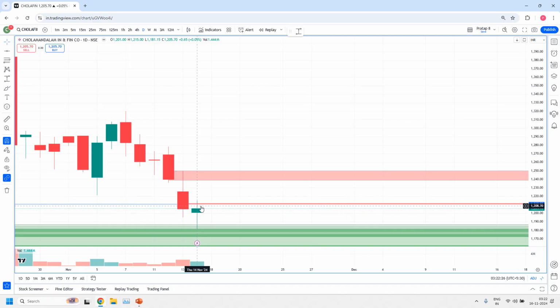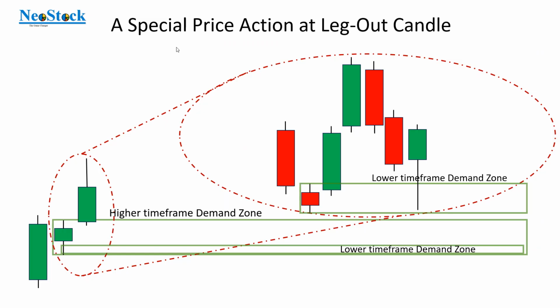So that is the power of a special price action at leg out candle. Actually, I should have given a good name for this concept. But I was thinking, I didn't find one. Finally, okay, I have compromised with this: a special price action, or sometimes you can also call it price action at leg out candle.